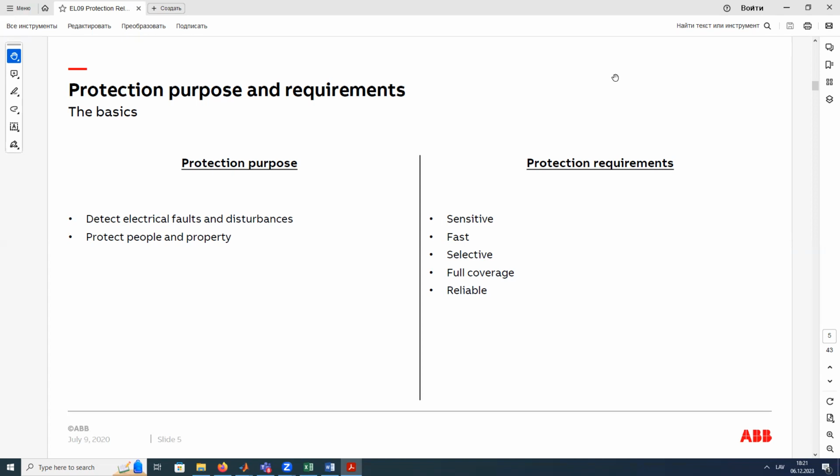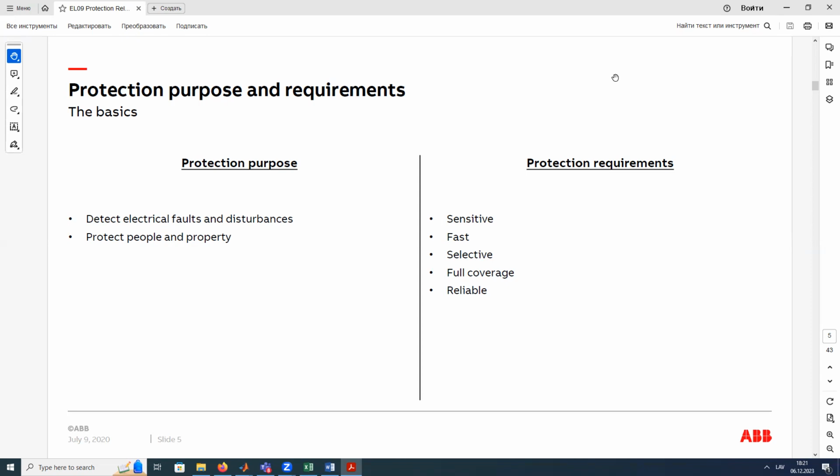So that's why the idea on each level is a little bit different, because everyone has a little bit different equipment that they are going to protect. That's why we need this, just to understand the logic, the idea.